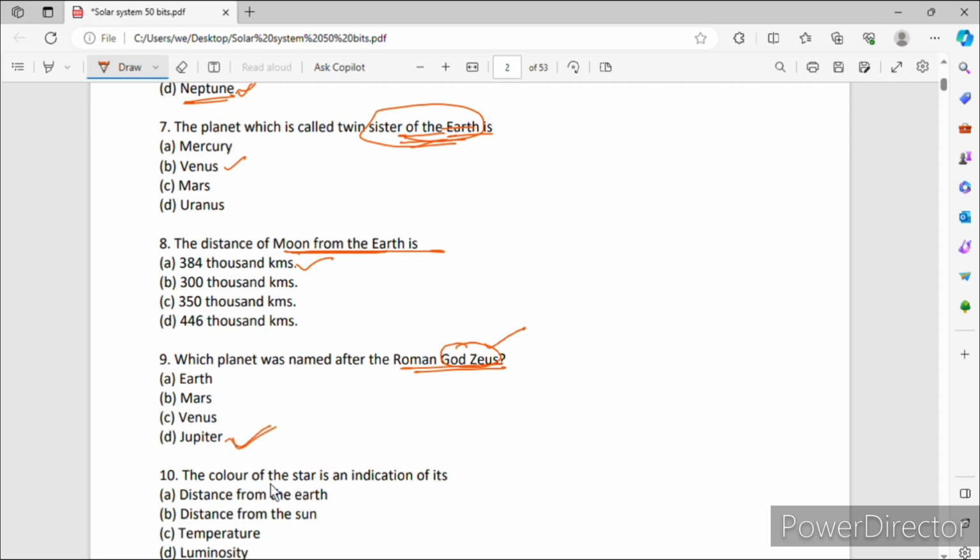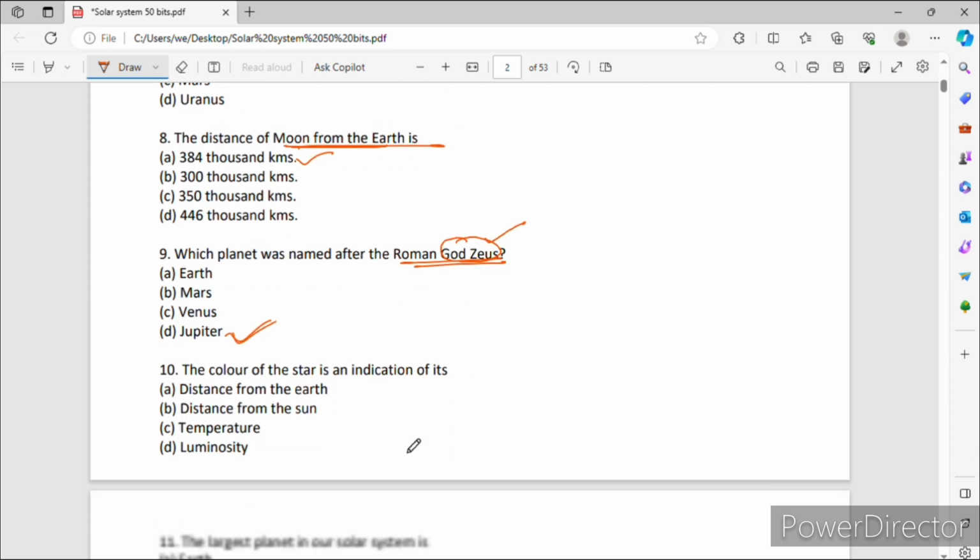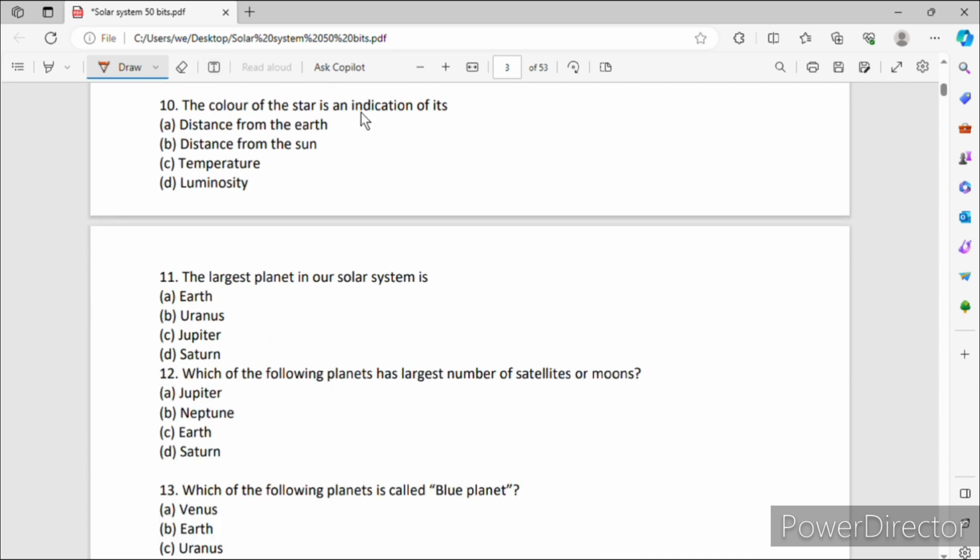Okay. So next question: the color of the star is an indication of its dash. Its temperature. Simply to say, temperature. This glowing is caused because of the black body radiation, due to which the heat energy radiated from the surface makes it glow. That glow mainly depends on the temperature. So the color of the star is an indication of its temperature.